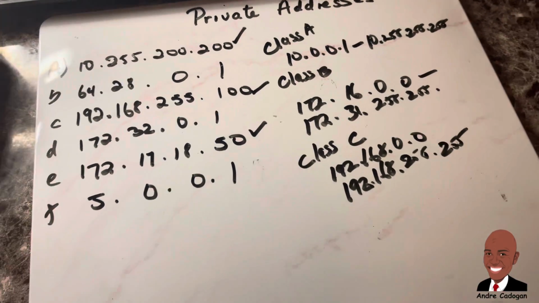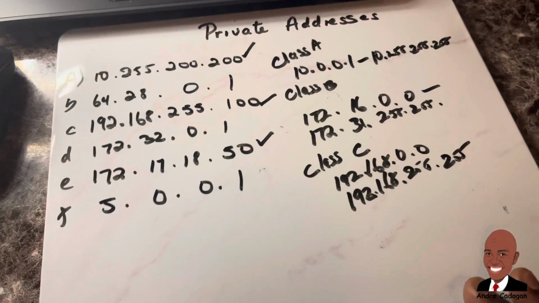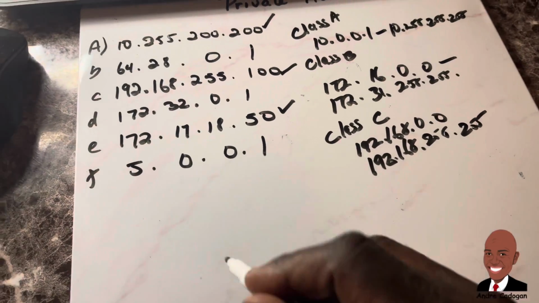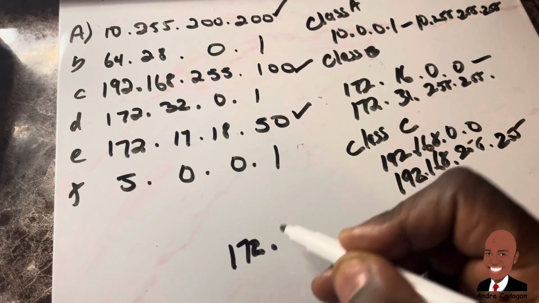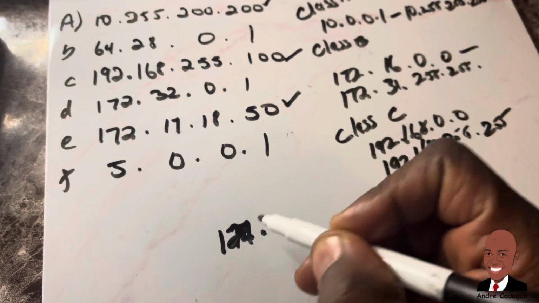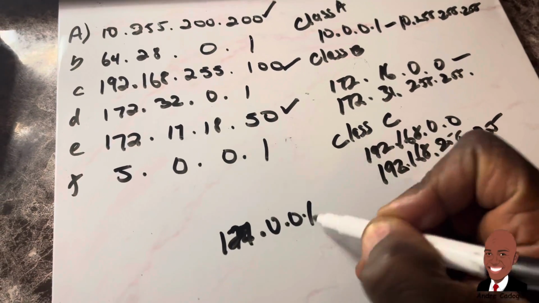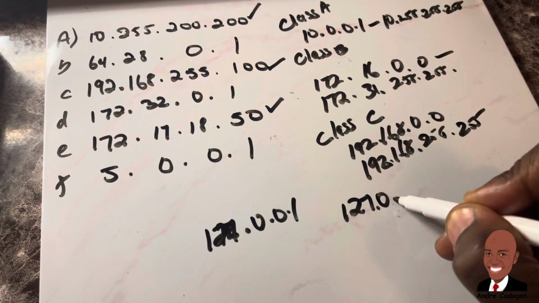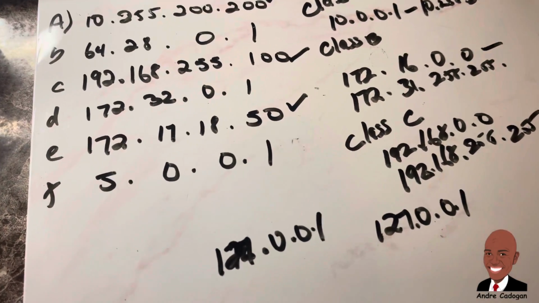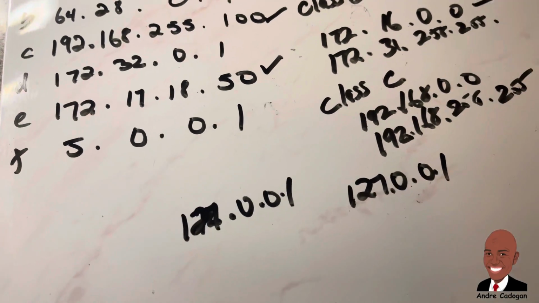Now, there are some other private addresses here that are not mentioned here as well. For example, the loopback, which many of you all will know about, 127.0.0.1. All right, that is considered the loopback address, which is considered as well as a private address.